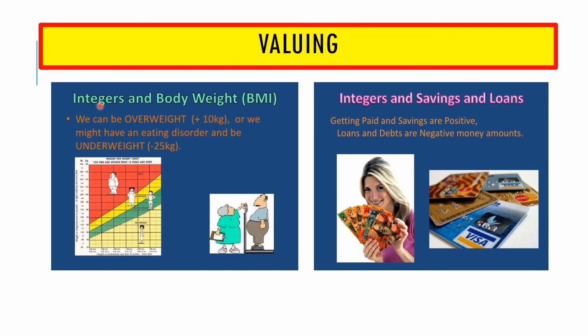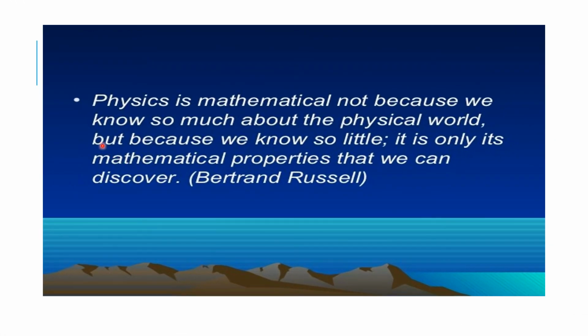Valuing. Integers and body weight. We can be overweight, positive 10 kilograms, or we might have an eating disorder and be underweight, negative 25 kilograms. Integers and savings and loans. Getting paid and savings are positive. Loans and debt are negative money amounts.